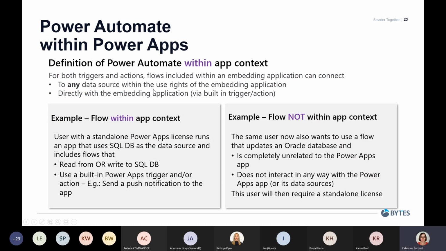Now, Power Automate is also included as part of the licensed Power Apps. So if you have a flow which is triggered by a Power App application, which is licensed separately, then you don't need to license that flow. You only need to license the flows which are completely separate to a licensed Power Apps application, because Power Apps include Power Automate within the application context.